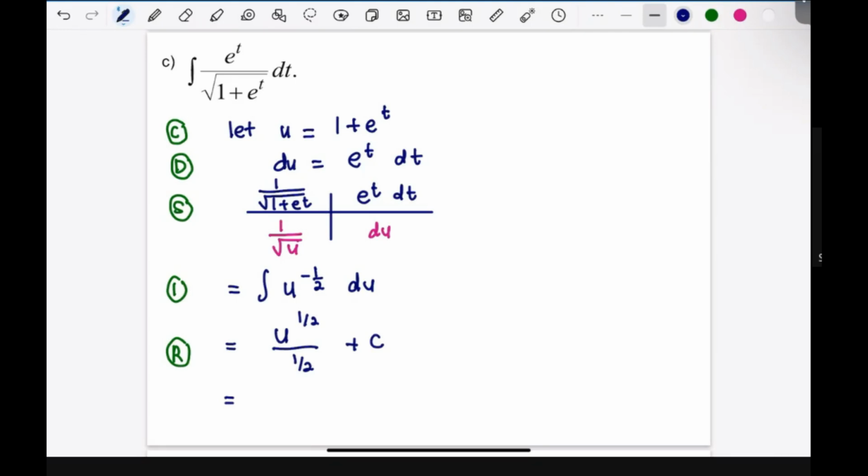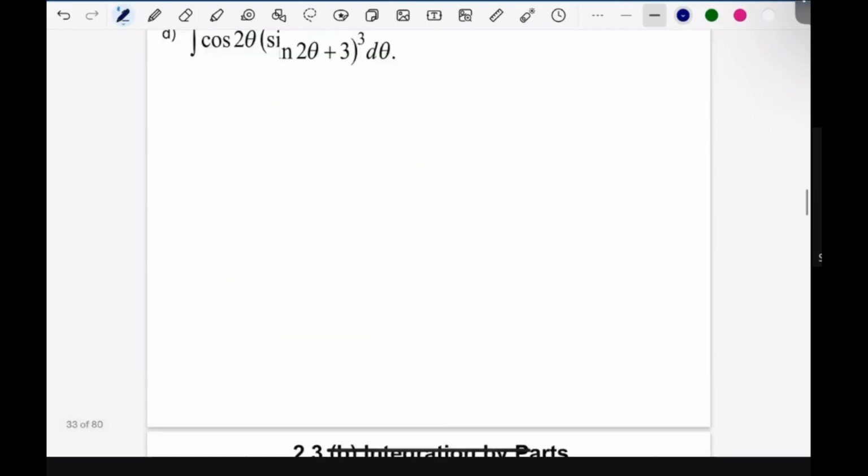This would be now 2 sqrt of 1 plus exponent to the power of t plus c. Okay, very easy step once you understand the condition. Okay, moving on to the last one.